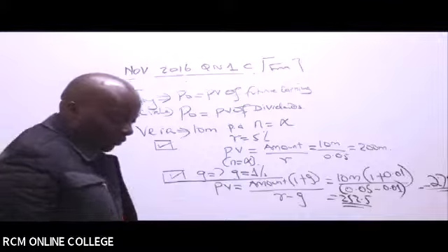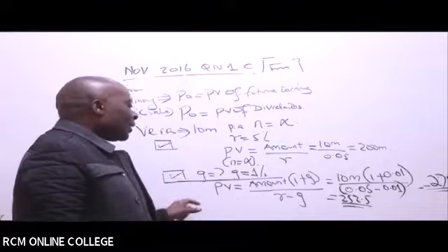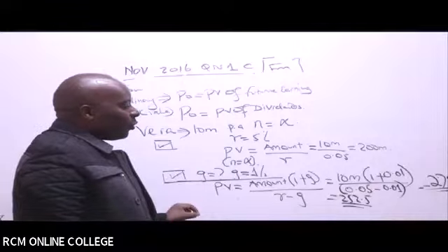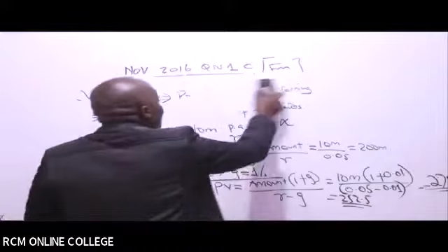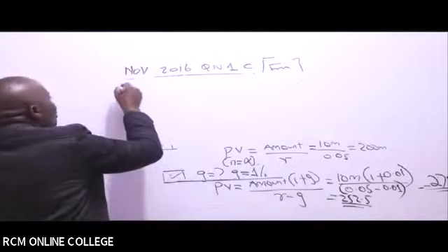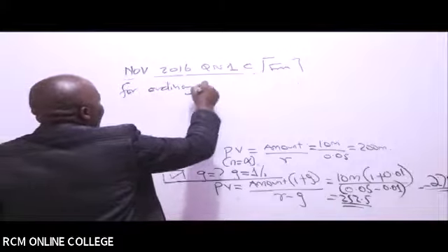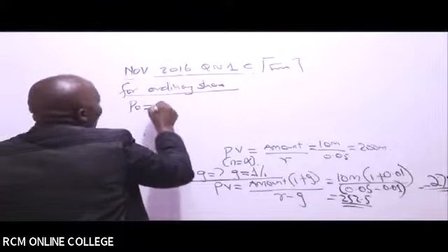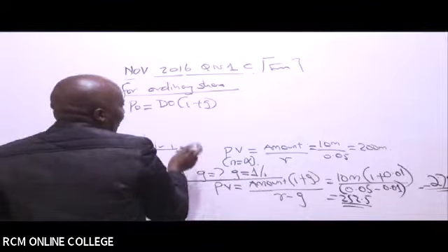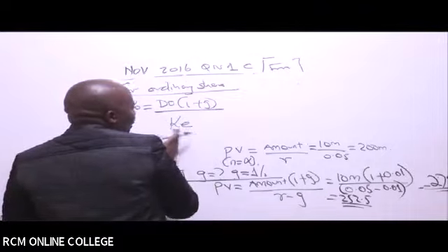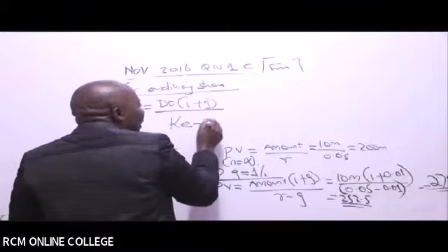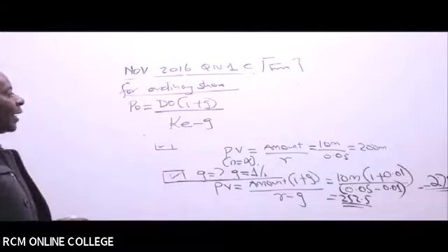Now, ladies and gentlemen, listen to me very well. This formula forms the basis for us in finance. It is very, very important. We shall use this formula to value so many things. For example, when they tell us to value a share, the present value of future dividends, for ordinary shares our P0 will be equal to D0 into 1 plus G, all over Ke, the cost of equity, minus our growth rate. Remember, a share is an equity instrument.